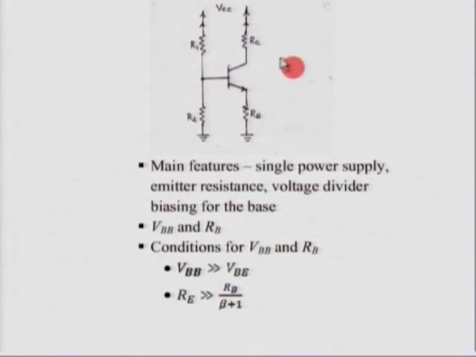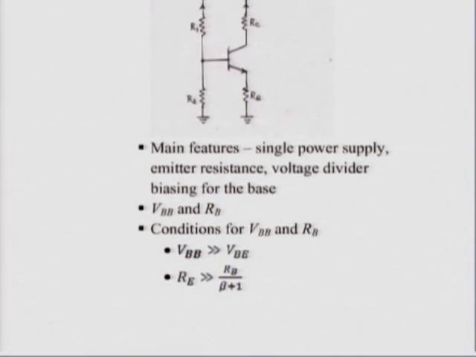And also, we need to make sure that for large beta variations also, this particular circuit works. Now, this can be taken care of by choosing R1 and R2 quite small. One thing is to ensure that small VB variations do not upset. We need to make sure that the voltage VBB, which is the voltage at the potential divider, should be much higher than the required DC VB value. And we need to make sure that the RE value, the resistance at the emitter, should be greater than RB by beta plus 1. We will see how we ensure this.